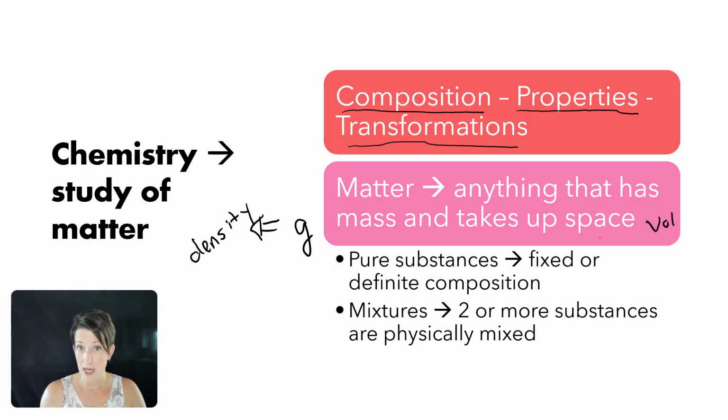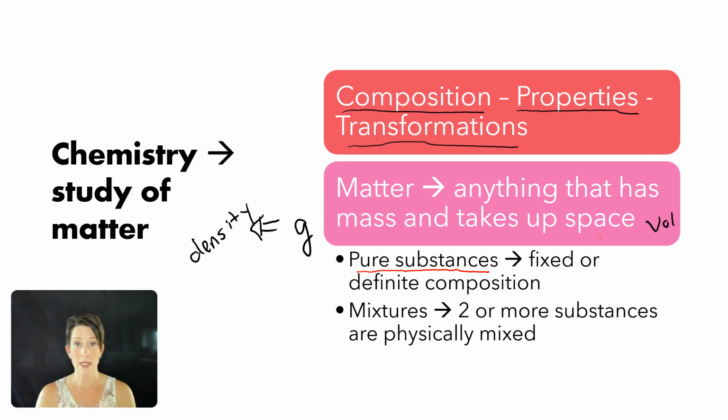Under this classification of matter, we have pure substances. Pure substances have a fixed or definite composition. This is going to include our elements from the periodic table, and when those elements come together, they can form compounds. Those are the base level of all matter. Matter is then built upon the compilation of those elements and compounds and how they interact with each other.